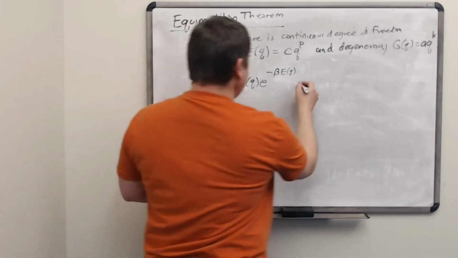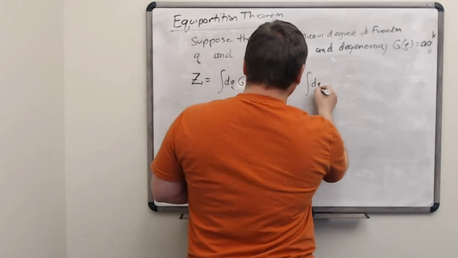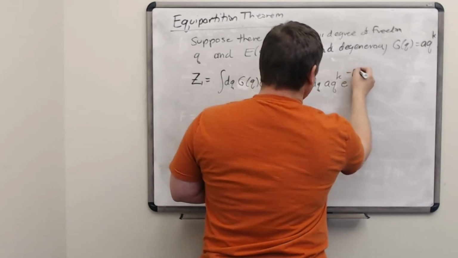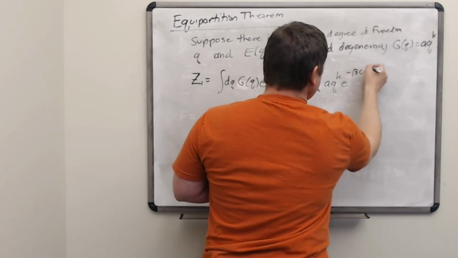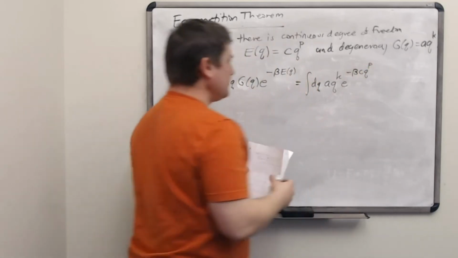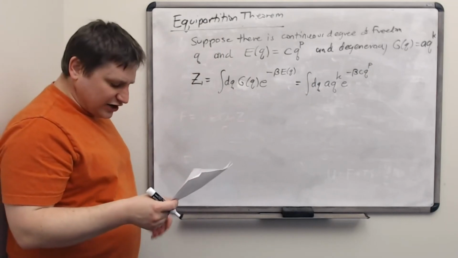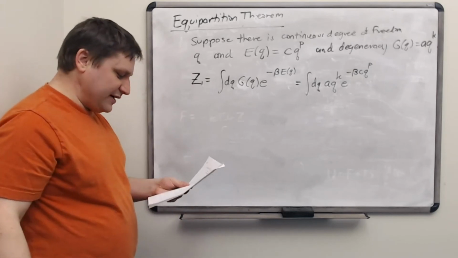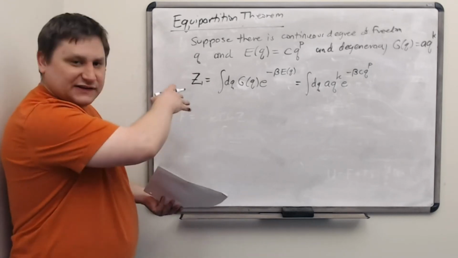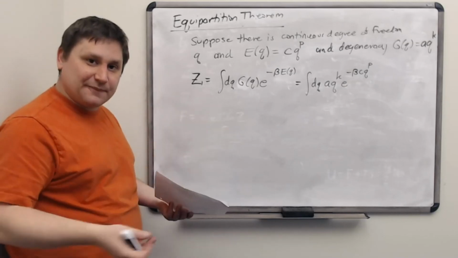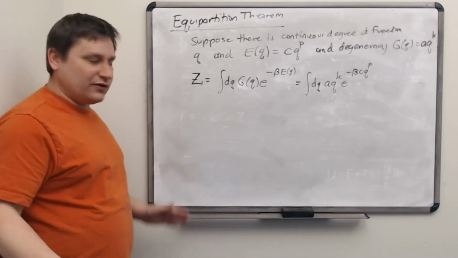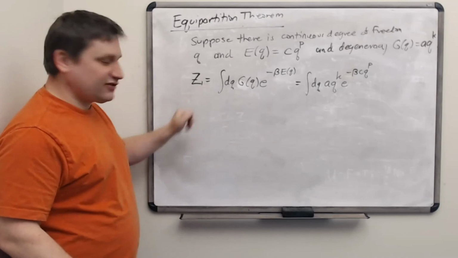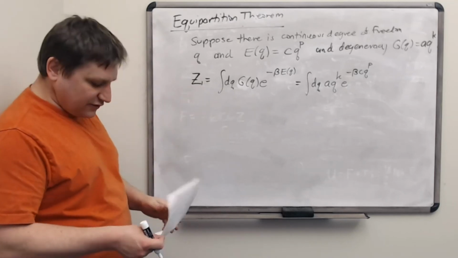So this would turn into the integral over Q of A Q to the K times the exponential of minus beta C Q to the P. That would be our general partition function for this extremely general degree of freedom. If this is just part of some larger system, then the partition function of the whole thing would be this times the partition function of the rest. So it's fine to just look at this one degree of freedom on its own.